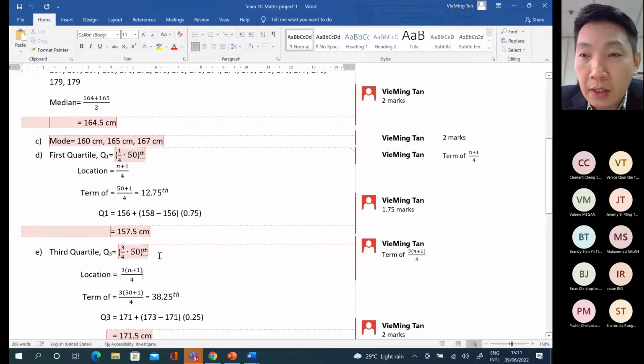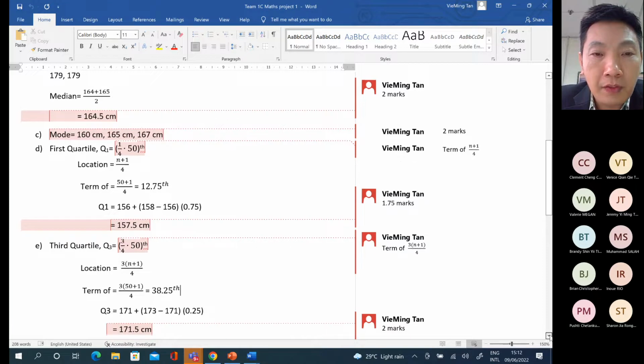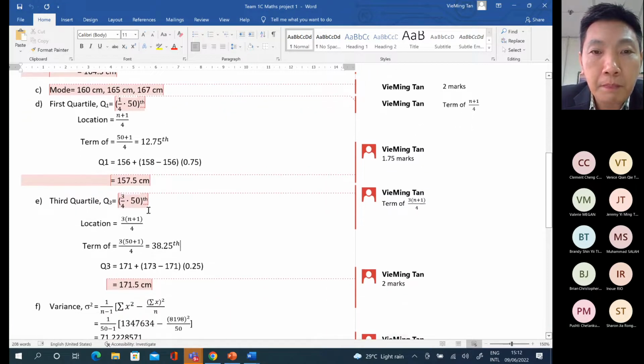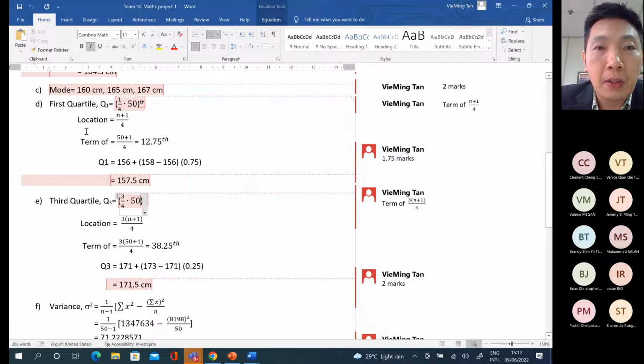But the final answer, is it correct? Let me see, the final answer is correct. Okay, Q3 is also the same. You need to put plus 1 for Q3. But because the same mistake was already penalized in part D, I only penalized one time for the same mistake. So for part E, I just give you full marks, 2 marks. This one should be plus 1.